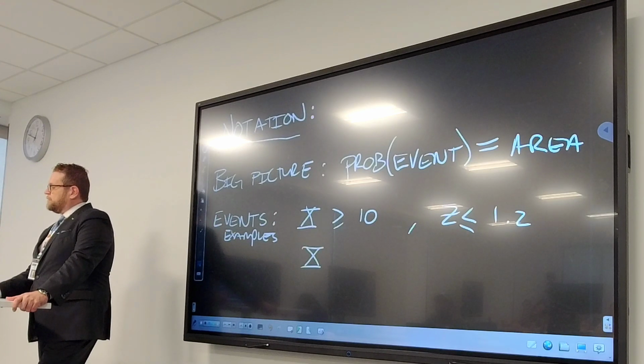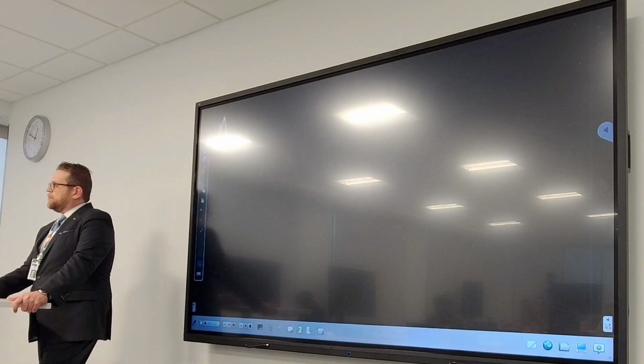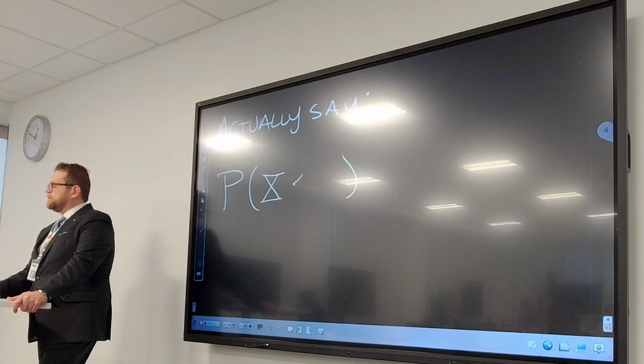I'll give you one more. X less than or equal to 1. So these are the types of events I could have. My actual notation, what we will actually say, is big P for probability, I have my parentheses, that's where an event goes. So maybe that event is that this is less than or equal to, I don't know, 0.3, for example.